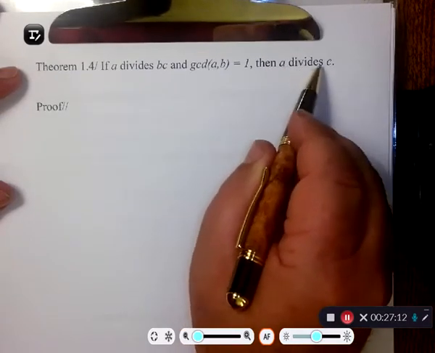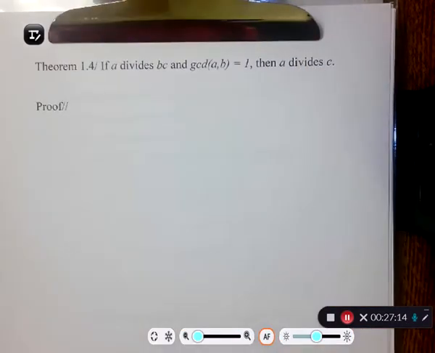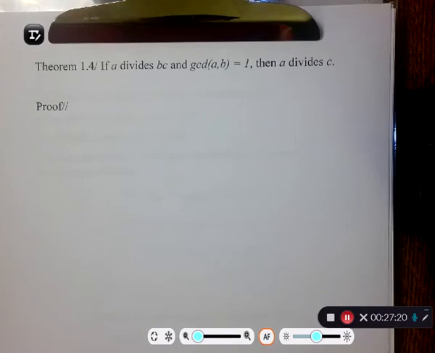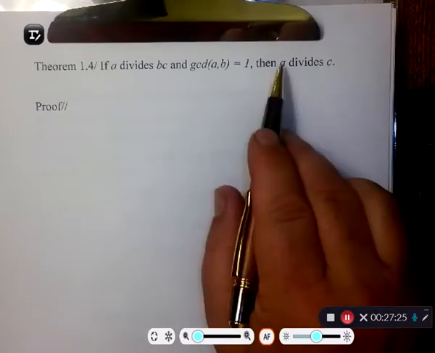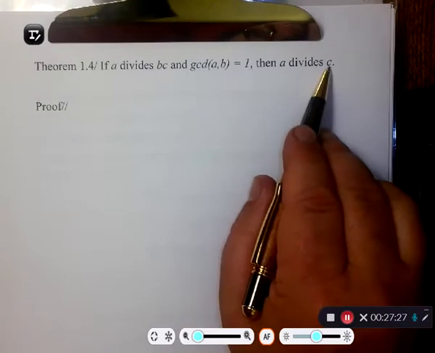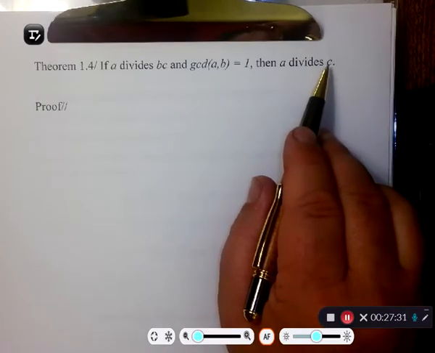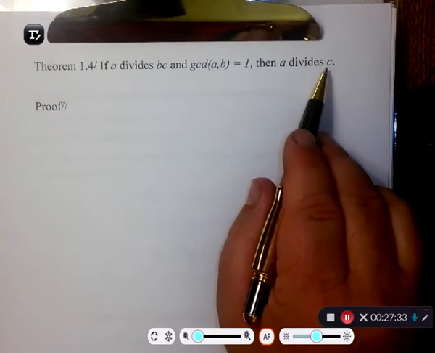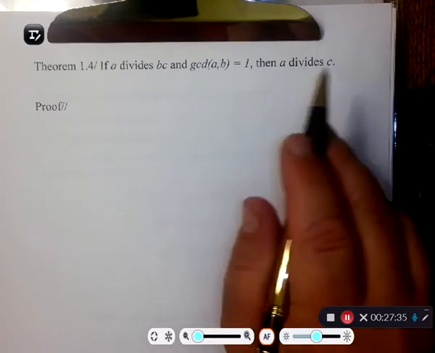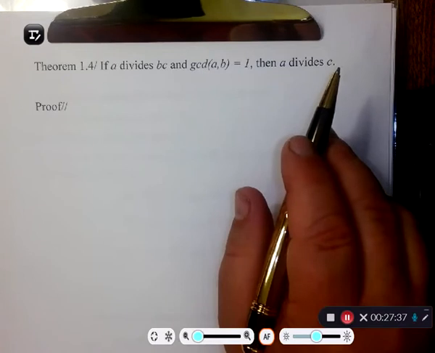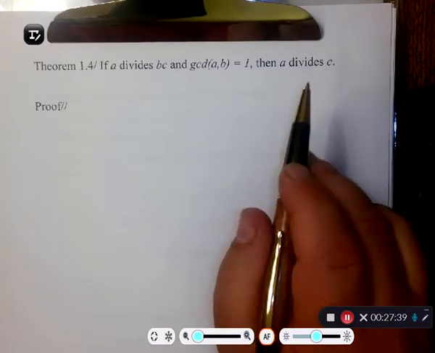A divides C. Now, right at the beginning of this class, you're going to do a lot of proofs about showing somebody divides something else. And remember the definition. To show that A divides C, remember, this is algebra. It's all about equations. I want to write an equation with C equals A times some integer. Okay?